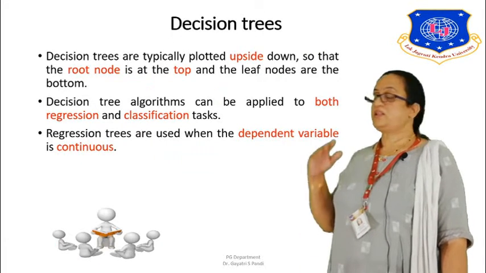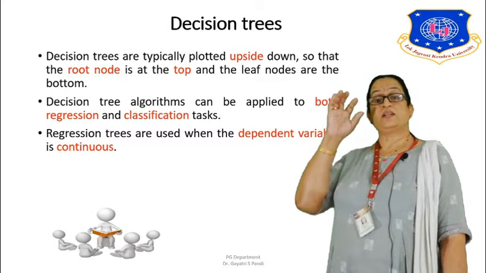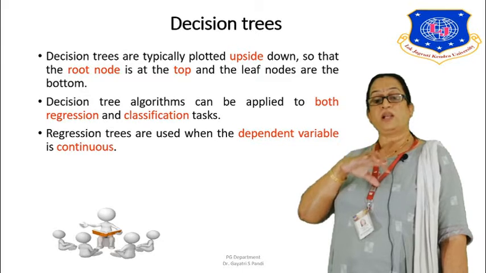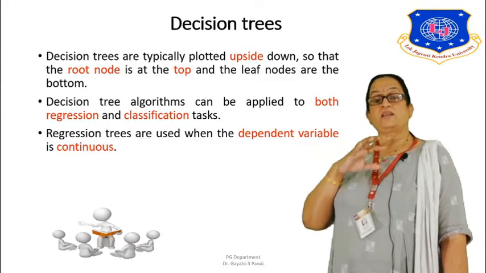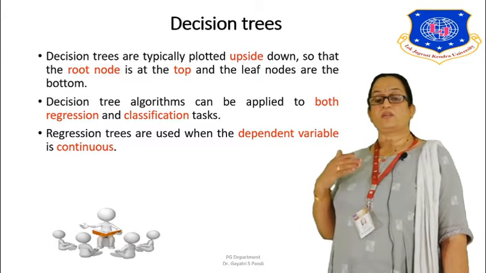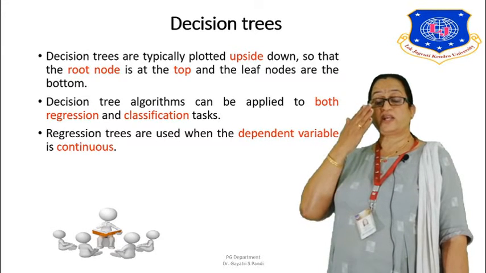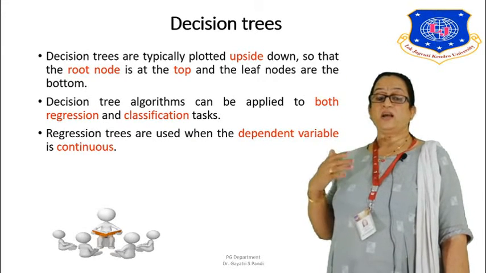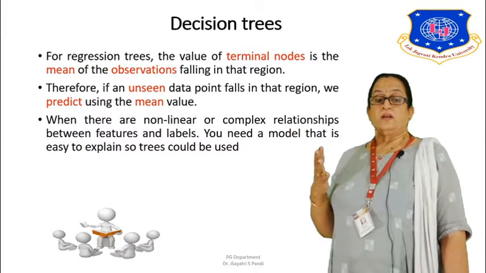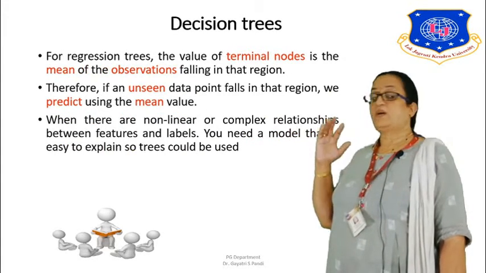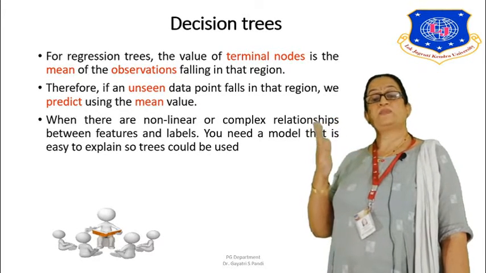Now decision trees are basically plotted upside down. As I told you, the root is at the top and the leaf nodes are at the bottom, the last nodes. The decision tree algorithm can be applied to both regression as well as classification tasks. Regression trees are used when the dependent variable is continuous. For a regression tree, the value of a terminal node is basically the mean of the various observations that fall in that specific region.